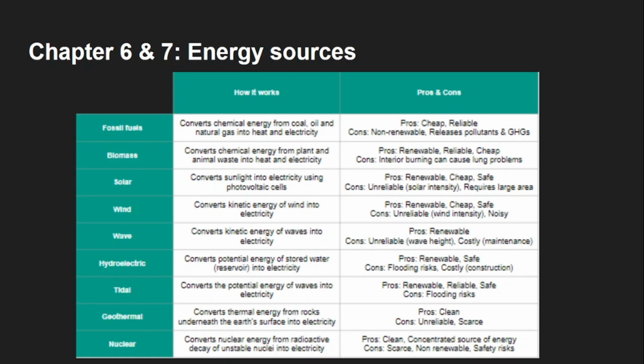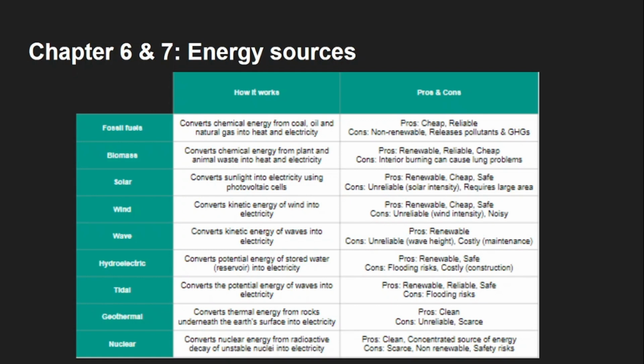So hydroelectricity, it converts potential energy of stored water, which is in a reservoir or a dam, and then that water falls onto a turbine blade. The blade rotates, and then the turbine is connected to a coil, which rotates, and it induces a current. So essentially, that is how it works. The pros are it's renewable, it's safe. The cons are that there's going to be flooding risks. This tends to happen, especially in areas near a dam, and it's also costly to construct. Again, when it comes to costs for all of these different types of technologies, there's the cost of installing these technologies, and there's the cost of maintaining them.